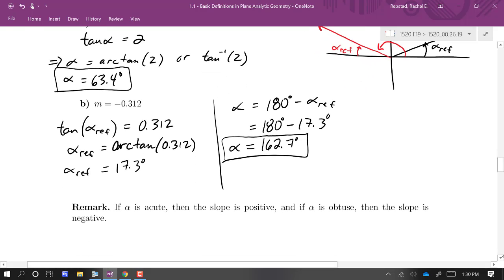At the bottom, we just have a remark about what we already observed, this connection between positive and negative slopes and whether that angle is acute or obtuse.